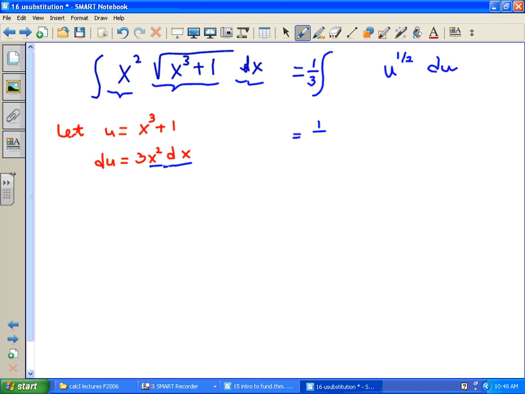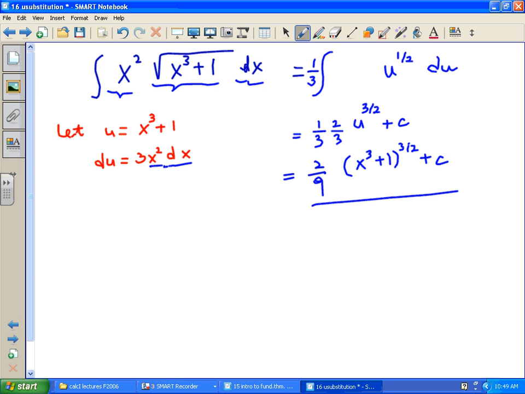So now I have 1/3 times the integral of u to the 1/2. What is the integral of u to the 1/2? U to the 3/2 over 3/2, or times 2/3, right? So now we have 2/9. And remember to replace the u back, right? U being x cubed plus 1, to the power of 3/2 plus c.